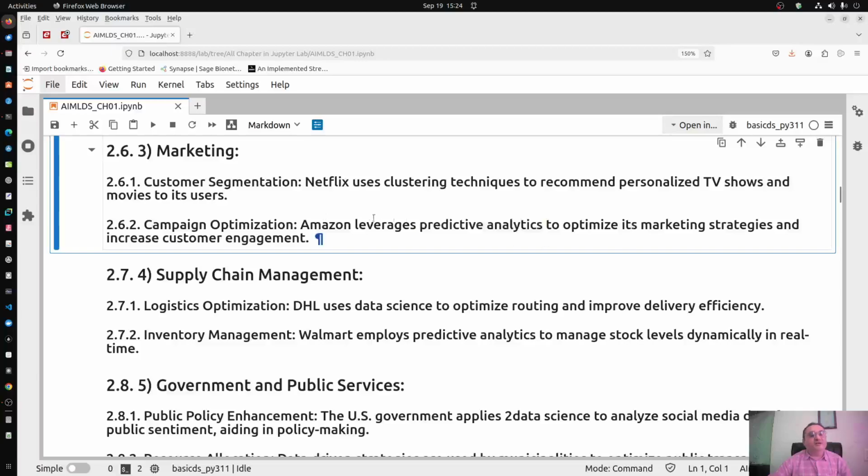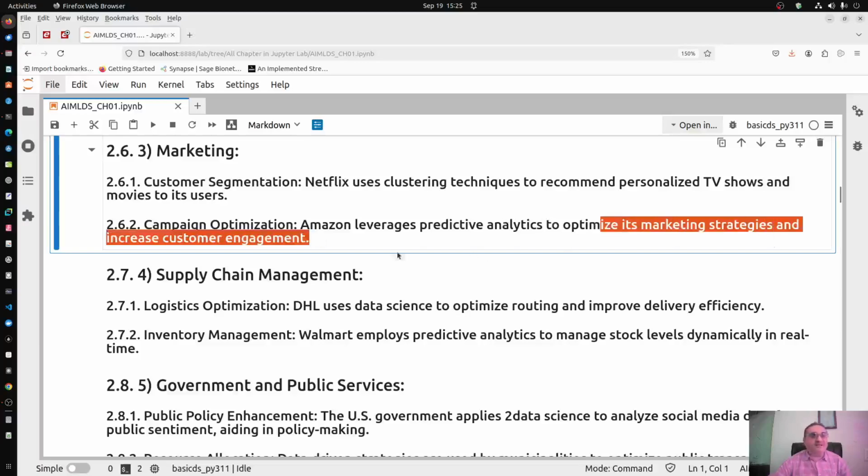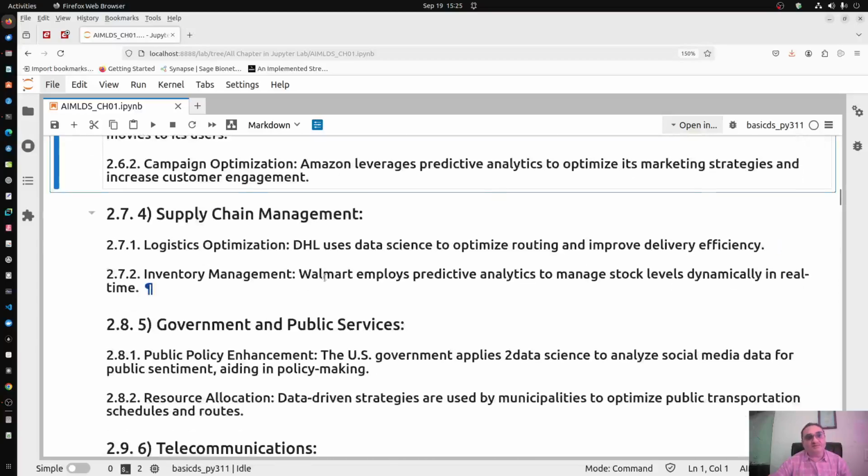Amazon as an online seller. I was talking about Amazon Prime Video, but Amazon as an online seller uses predictive analytics to optimize marketing strategies and increase the customers' engagement.